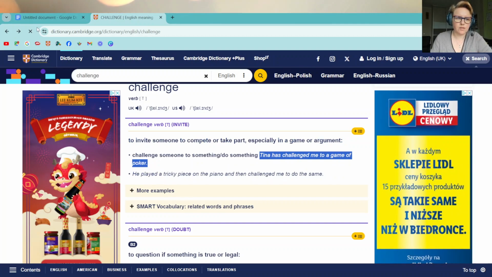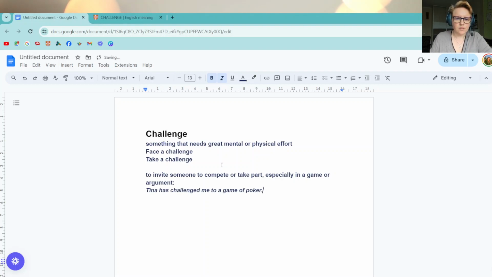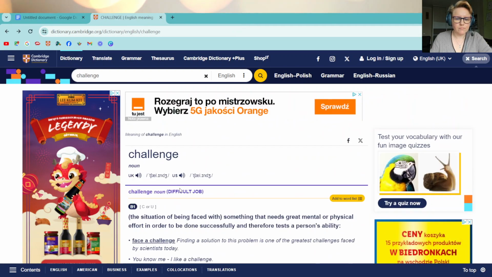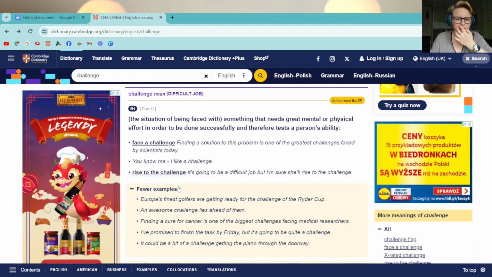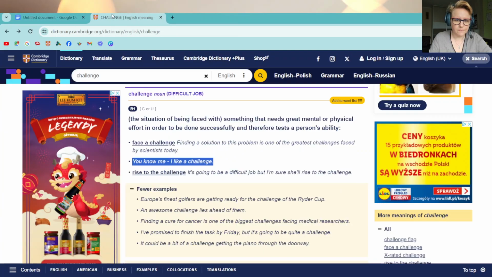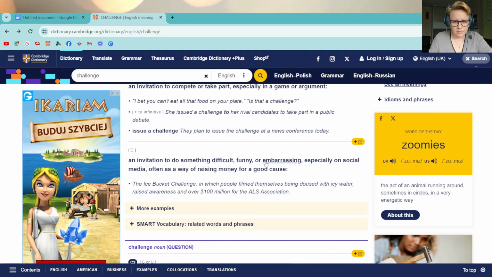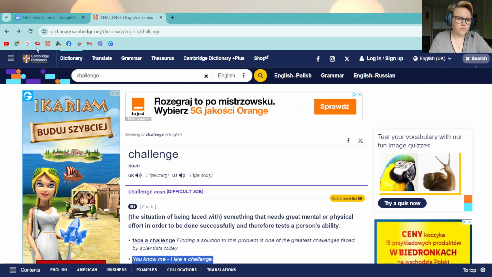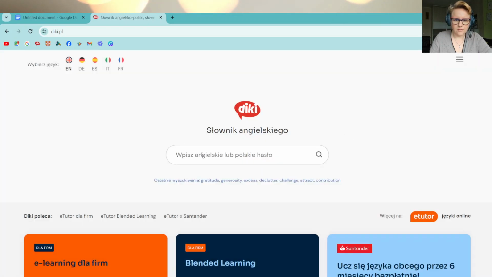Okay, always remember when you make notes of the words or definitions, put some example that will show you or help you to remember how to use that. You know me, I like a challenge. Yes, I like challenges. Let's maybe put that in yellow. Okay, so these are our examples. So you can challenge someone, or you just take a challenge, or face a challenge, or you can like challenges. Yeah. Maybe it's also the fact that I like challenges myself. Life without challenges is just boring.